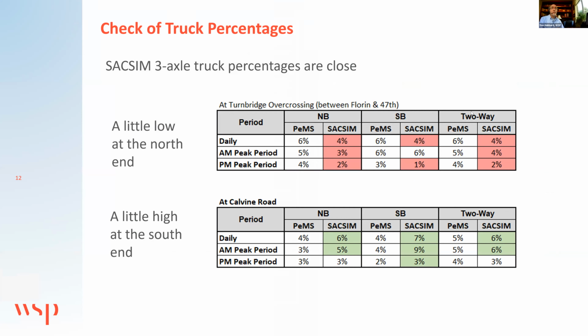We checked the percentage of trucks. We checked a number of things. We found that SACSIM was fine for 3-axle trucks in this corridor, a little bit low in the north end, a little bit high in the south end, not enough to have any effect on the result on our project, which is to evaluate several alternatives. It was fine for that.